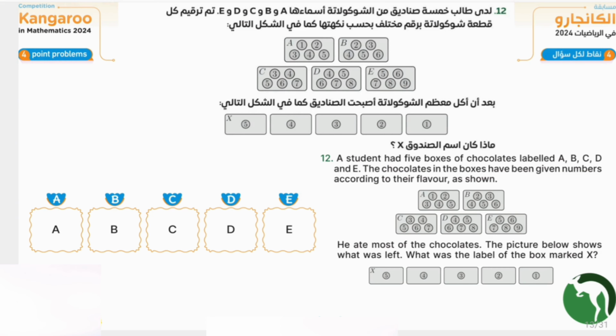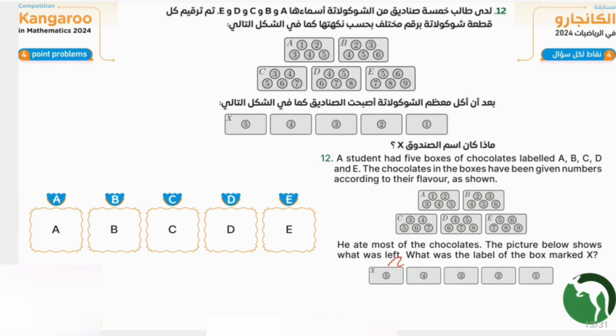Now in question number 12, a student has 5 boxes of chocolate labeled A, B, C, D, and E. The chocolates in the boxes have been given numbers according to their flavor as shown. He ate most of the chocolates. The picture below shows what was left. What was the label of the box marked X? Now, can we directly know what is the box X? Like if it is A, B, C, D, or E?